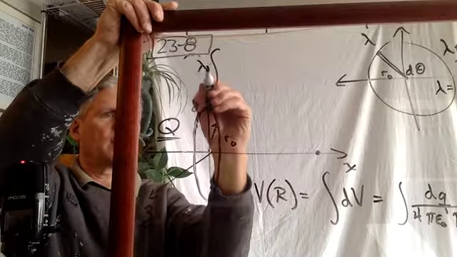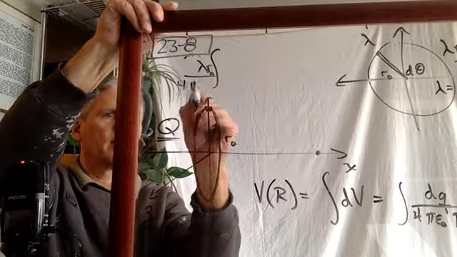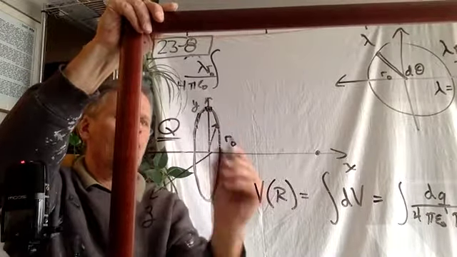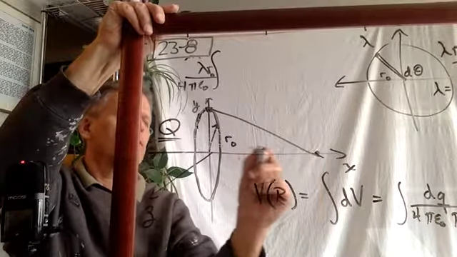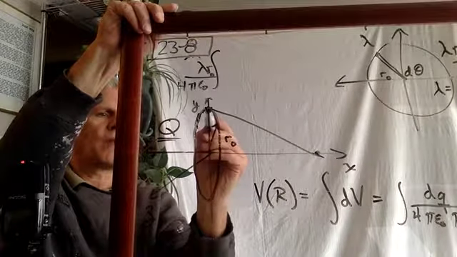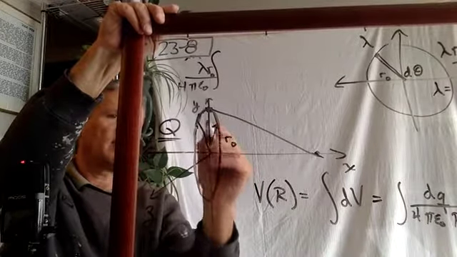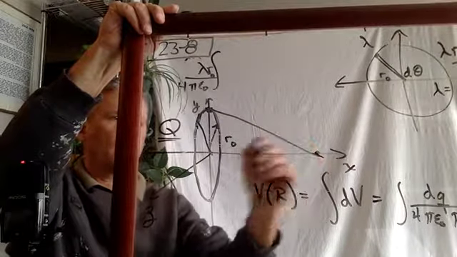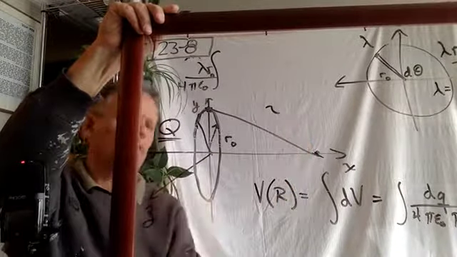R0 is a constant, lambda R0. 4 pi epsilon 0 is a constant, so I can pull all those out. And then the question is, what is the R from here to here? I think it's pretty easy to see that no matter what the theta is, this distance here, if we're going to really do it right, we would say it's x, x doesn't change.